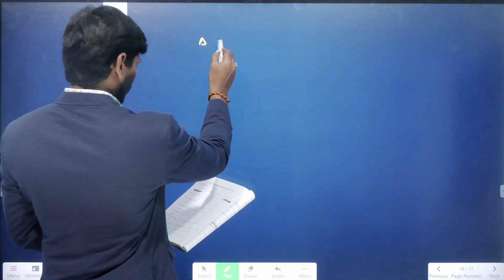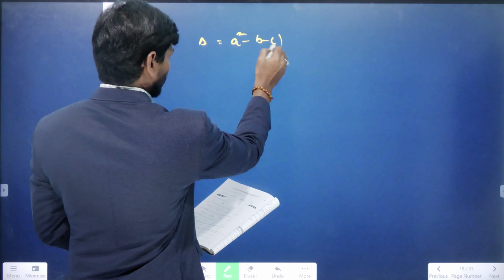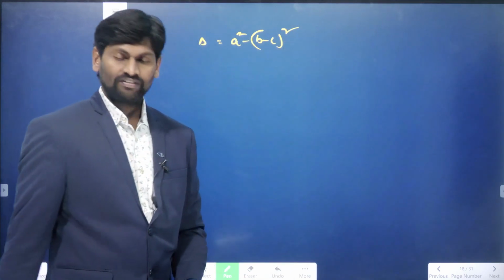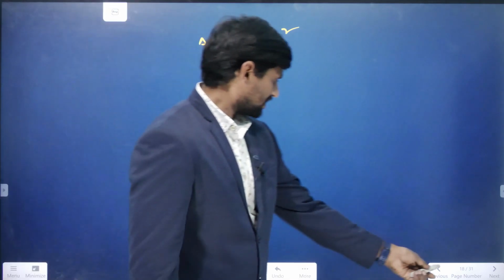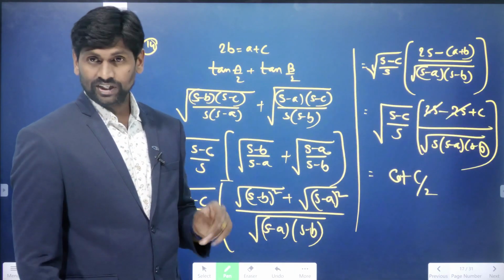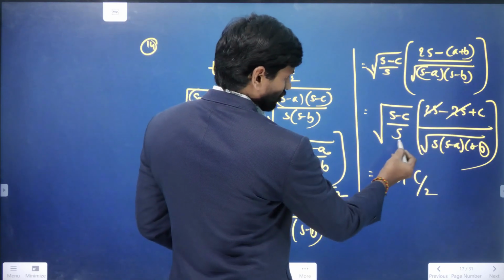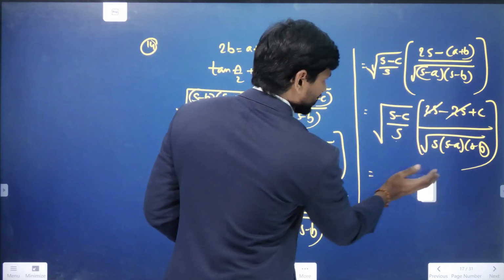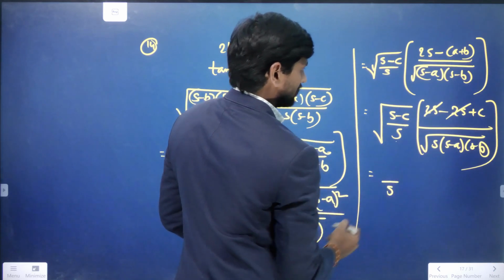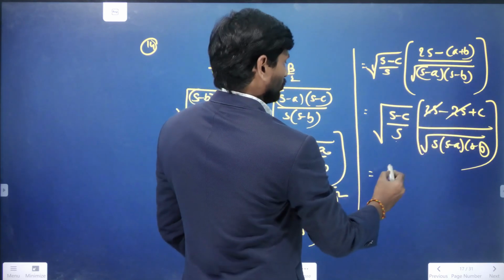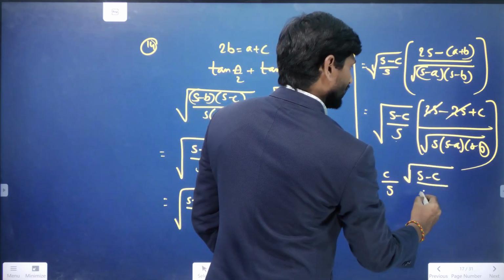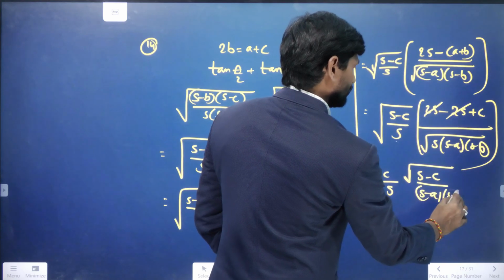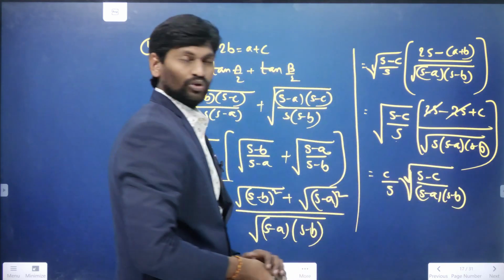Fifteenth question: in triangle ABC, the area of the triangle is equal to a square minus (b minus c) whole square. Then we need to find the value of tan A. It is cot C by 2 only, but while you are observing here, the denominator will be s into s, and the numerator c into root over (s minus c) by (s minus a) into (s minus b). But we want one more s inside.